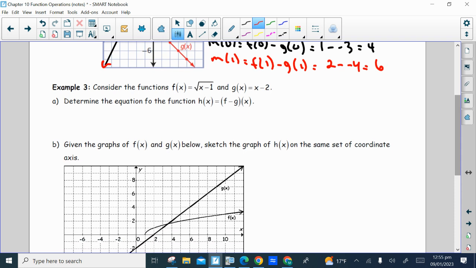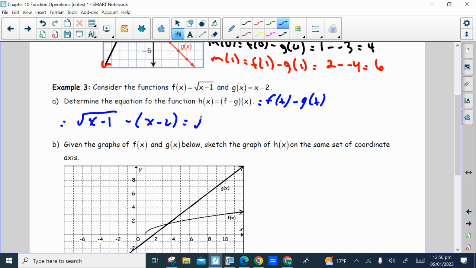Looking at example 3, the only difference here is that the first graph is a radical function, but that doesn't change the way it's done. If you want to find h at x, which is f minus g at x, that'll be f at x take away g at x. The other thing you have to be careful about here is that to show that we're subtracting all of g at x from f at x, we put the g of x in brackets, which is important because you now have a minus sign in front of the bracket, which will change all the signs inside that bracket. It'll become a negative x and a positive 2.